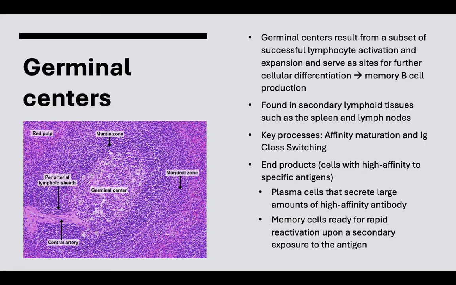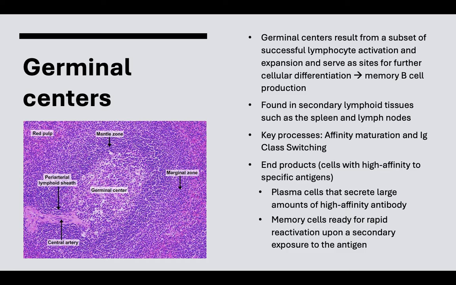So these germinal centers are an aggregate of activated lymphocytes. And they serve as sites for further cellular differentiation, such that your lymphocytes will be very specific, no? The lymphocytes residing in these areas, differentiating, maturing in these areas, will produce memory B cells that are of higher specificity, of higher recognition capacity. So these germinal centers are found in secondary lymphoid tissues, both in spleen and the lymphatic system, our lymph nodules.